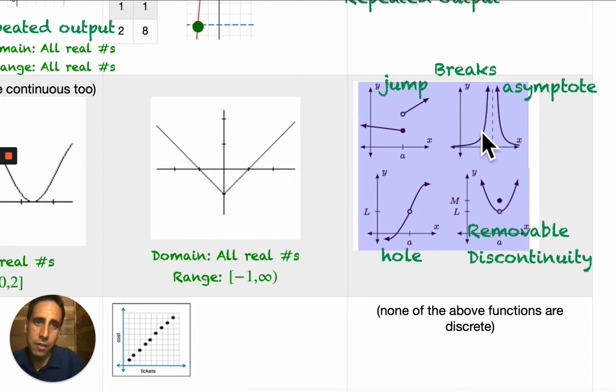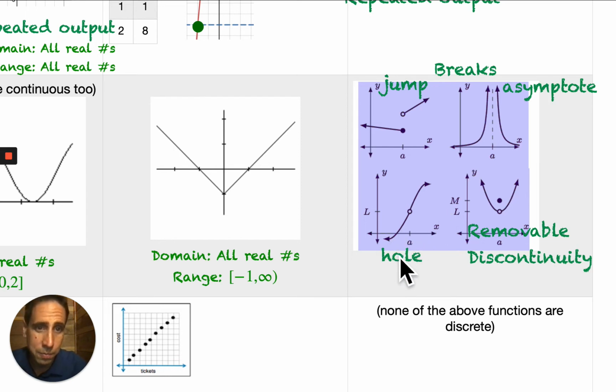Here are some counterexamples, some graphs that you can't draw without lifting your pencil. So here, these are 4 different kinds of breaks. If it has a break of any kind, then it's not continuous. Here's one break that's called a jump. If you were going to draw this with your pencil, you'd get to here, and then you'd have to lift your pencil up and start drawing over here, and that's called a jump, not continuous.